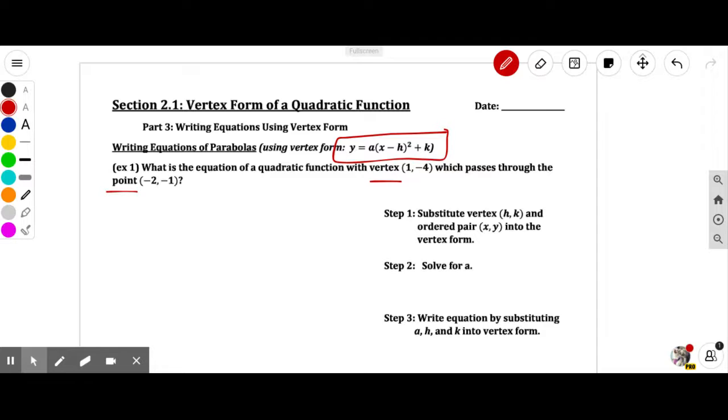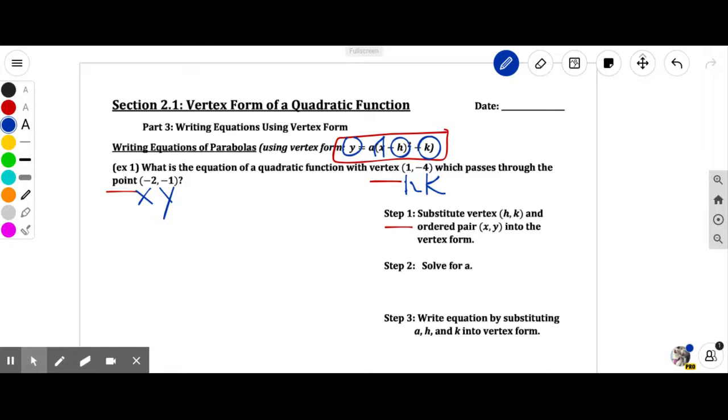If you look at step 1, it says substitute vertex (h, k) and ordered pair (x, y) into the vertex form. So the first thing you want to do is label your points. The vertex, remember, is (h, k), so I'm going to label this one with an h and this one with a k. Then our point is an x and a y. Notice in vertex form, there's a spot for y, for x, for h, and for k.